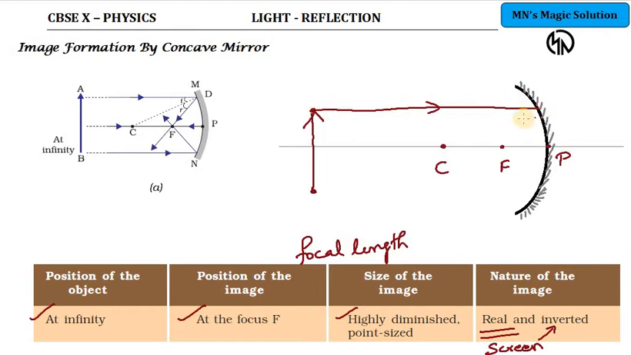After this gets incident, it gets reflected and passes through the focus. Similarly, the ray from this point, if it goes parallel, then after reflection any ray that goes parallel to the principal axis will pass through the focus. So we have to draw this ray also like this. We must put an arrow for the incident ray and an arrow for the reflected ray in order to differentiate. Where the rays meet is at the focus. So you get a highly diminished, point sized, real and inverted image at the focus. This will be the proper ray diagram for this scenario.